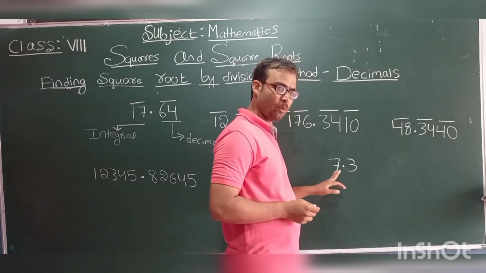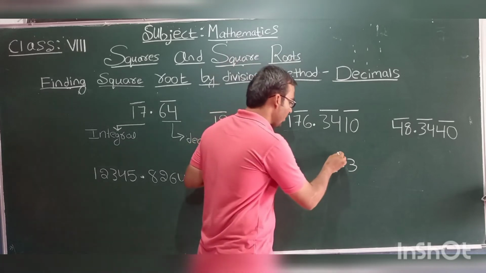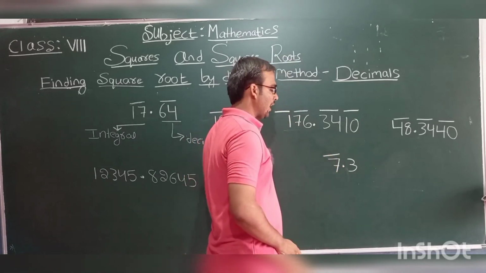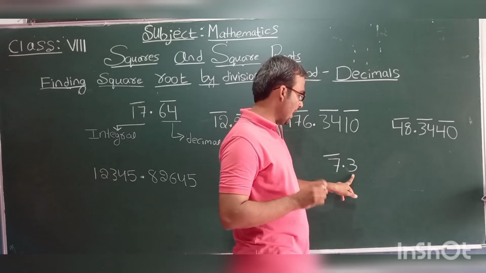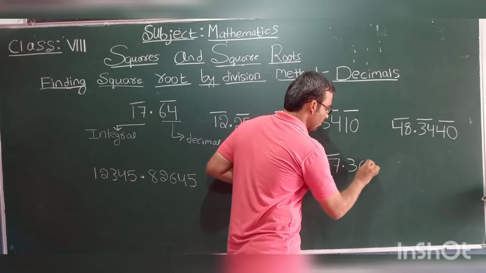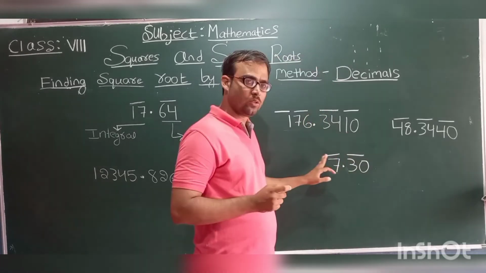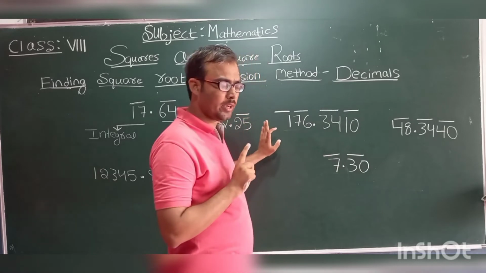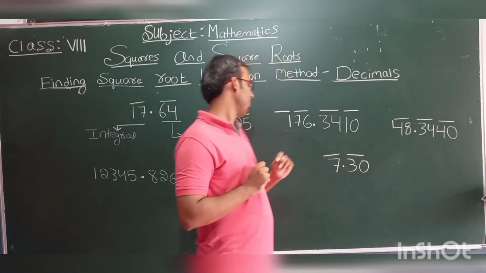Now come to this 7.3. As here there is only one digit, place a bar over this single digit. Now come to this. This is the first decimal place. As here there is only a single number, take one more extra number, that is 0. Now pair. Here in the integral part you should not take 0. You should take 0 only in the decimal part.